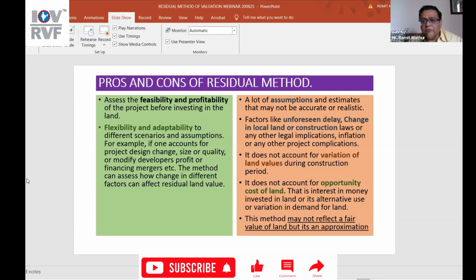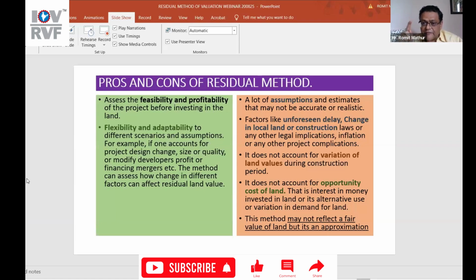I mean, nowadays even AI modeling is being done to get that input and see how your project is changing and how you can do physical changes to the project. Now, factors like unforeseen delay, change in local land or construction laws, or any other legal implications, inflations, or any other project complications.